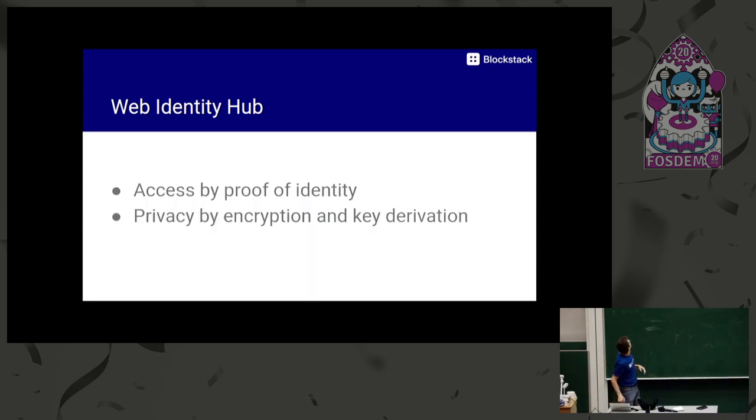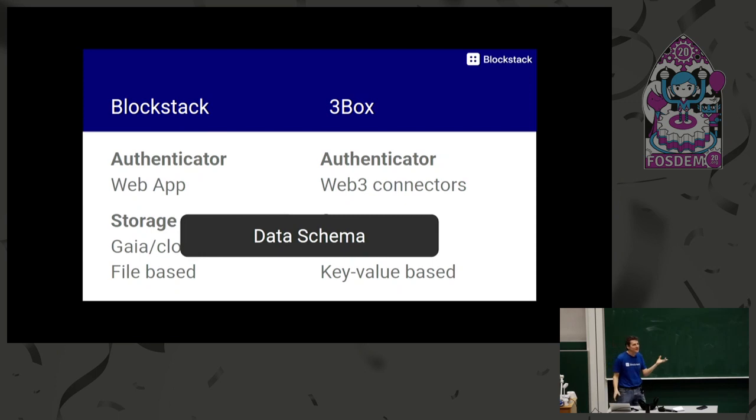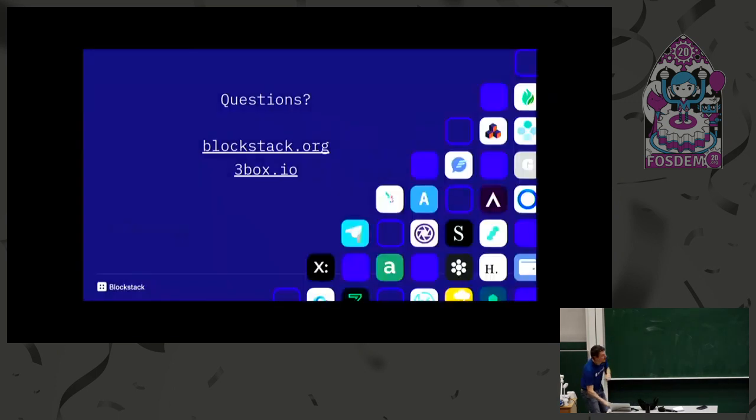We have two examples to compare a bit. For the authenticator, with Blockstack you have a web app where you authenticate yourself, so they manage your keys in a web app running on your device. Threebox has Web3 authenticators, so there you have different browser extensions to manage your private keys. And then for the storage, in Threebox you have OrbitDB that is based on IPFS, and it's key-value based, and in Blockstack you have the Gaia protocol that is based on existing cloud storage, so really fast, performant and cheap. What is still missing for them is the data schema, and I'm gone. Thank you.